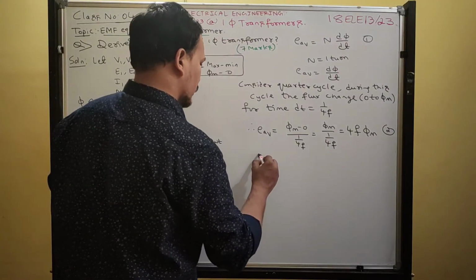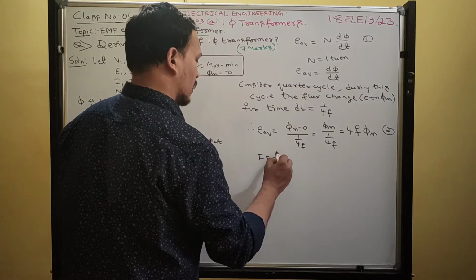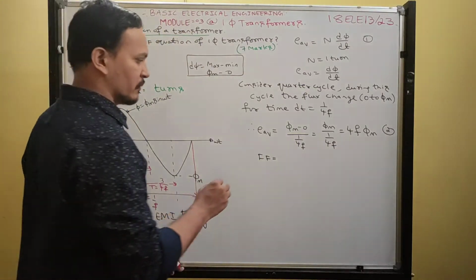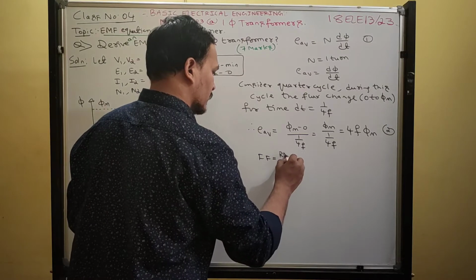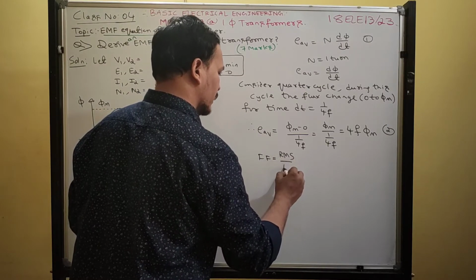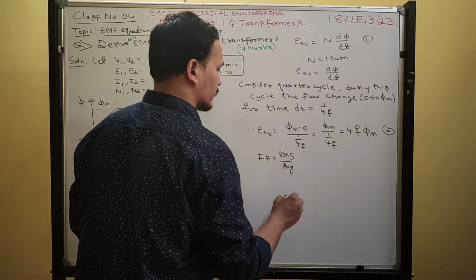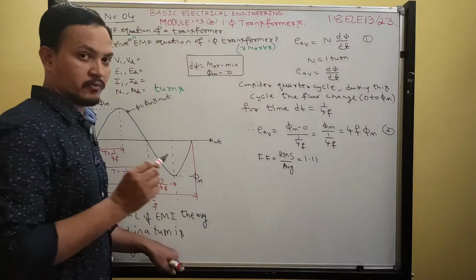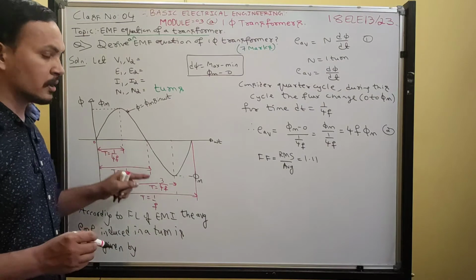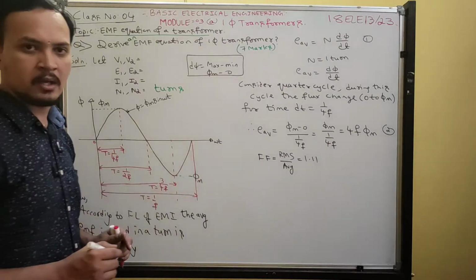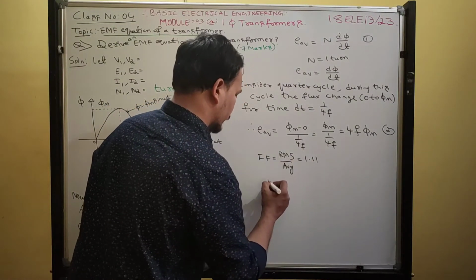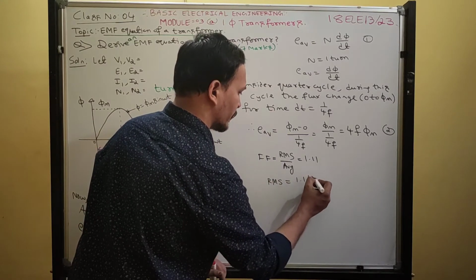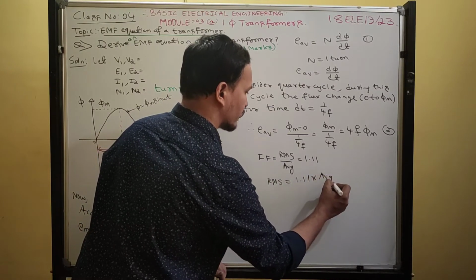So therefore, we have a parameter called form factor, the relation between average and RMS value. So what is form factor? The ratio of RMS by average is nothing but form factor. What is the form factor? 1.11. Why 1.11? Sinusoidal waveform. Form factor will be 1.11. Now from this we can write RMS value is equal to 1.11 into average value.